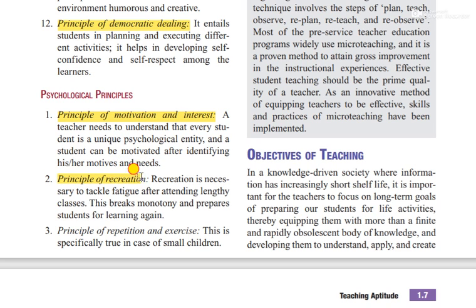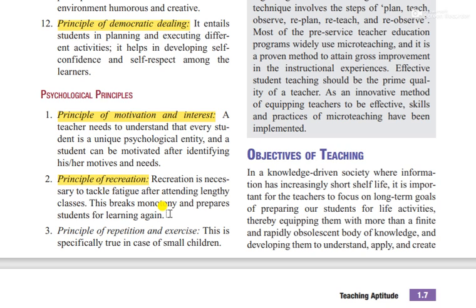Another principle is the principle of recreation. Recreation is necessary to tackle fatigue after attending lengthy classes. So this breaks monotony and prepares a student for learning again. We are studying something, and now we should recreate that.